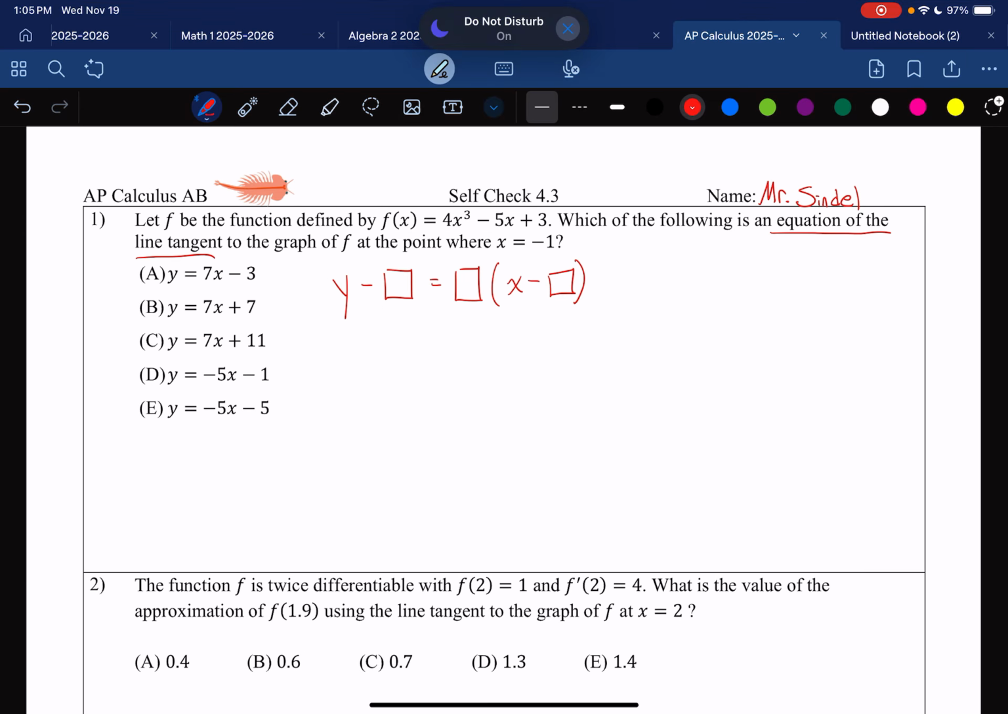All right, so what is our x value? Well, this tells us our x value is -1, so therefore we will plug in a -1 for our x value. Our y value is usually what we're going to do as well, but I don't see a y value, which means we need to plug a -1 in for both of these x's.